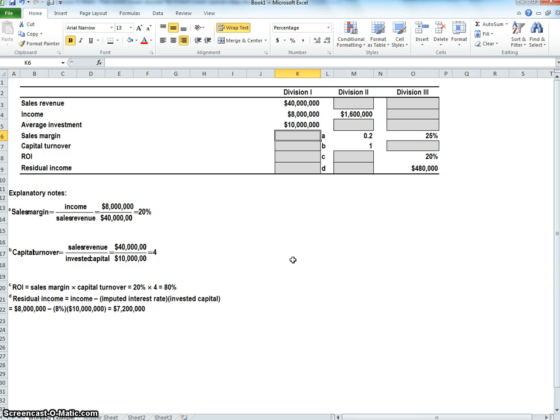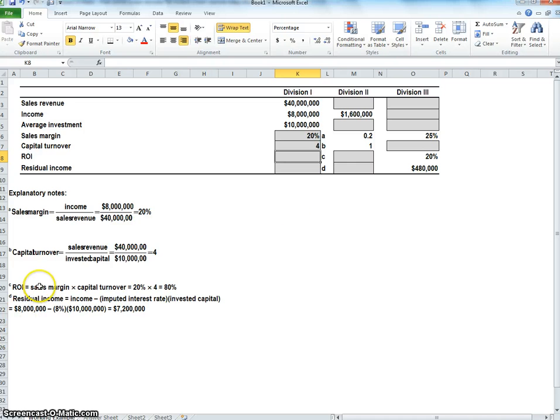So this one's real simple. If you go back to the formulas, we know that sales margin is equal to net income divided by sales revenue. So let's just go ahead and put that in there. So now we have sales margin of 20%. The next thing asks us for capital turnover. We know our capital turnover is a simple calculation of sales revenue divided by investment capital, or invested capital. So let's do this, divided by that. So our capital turnover is 4.